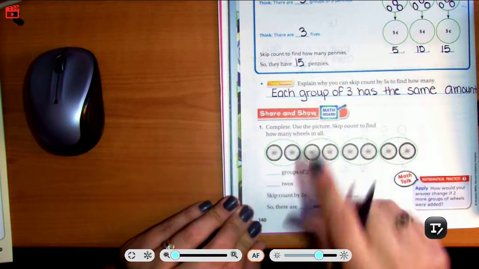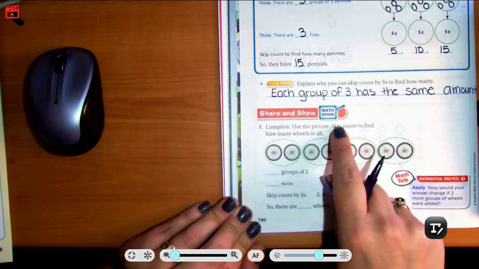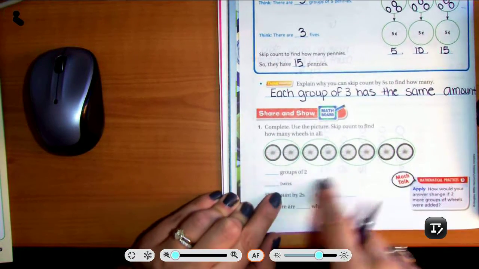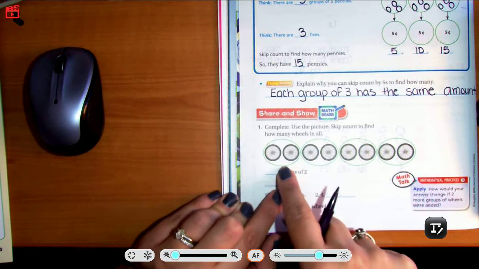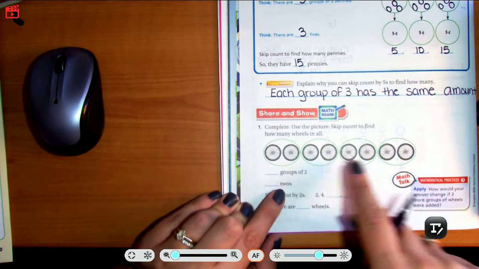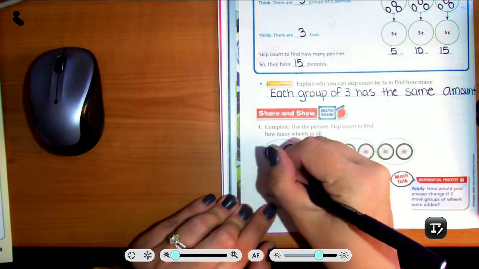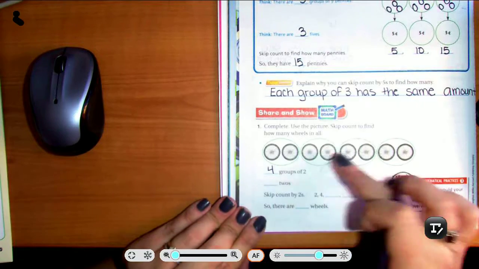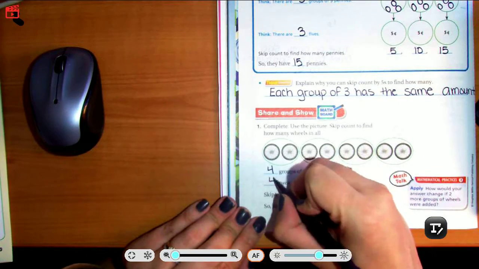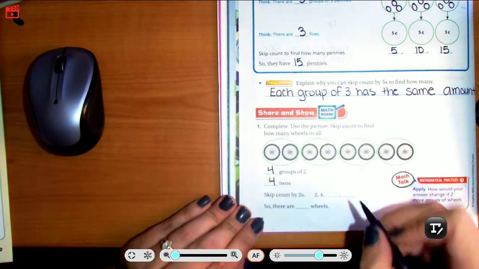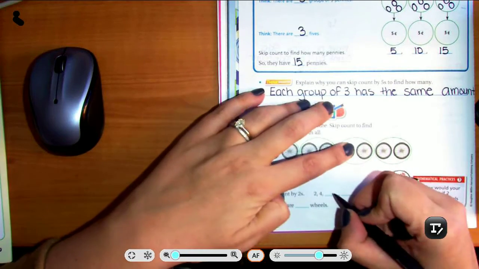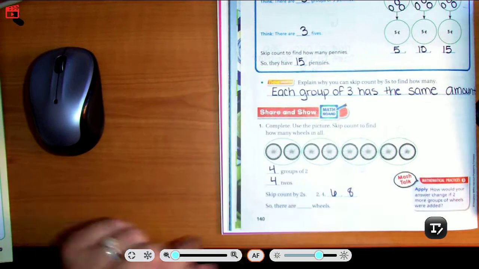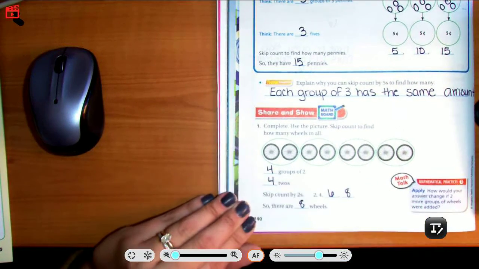Share and show. Complete. Use the picture. Skip count to find how many wheels in all. So I know everybody has 2, but I've got to figure out how many groups. That would be our green circle. So 1, 2, 3, 4. I have 4 groups of 2. How many 2s do I have? 4. It's the same thing. Skip count by 2s. So 2, 4, 6, 8. So there are 8 wheels.